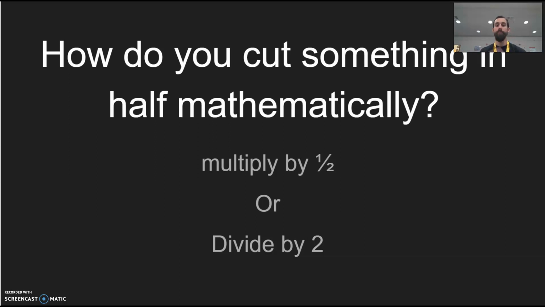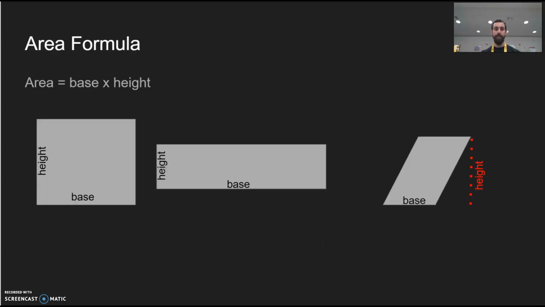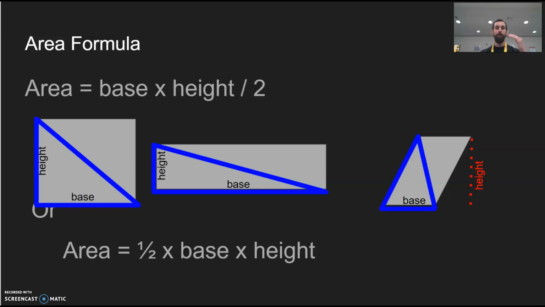okay? So what that means for our formula for this rectangle was base times height, but now we're going to be splitting that in half. So it's going to be something to do with either multiplying by 1/2 or dividing by 2. And what it ends up looking like is this: base times height divided by 2, or 1/2 times base times height. So you could do it either way, and this is the formula for finding the area of a triangle. Okay, so let's give this a shot.